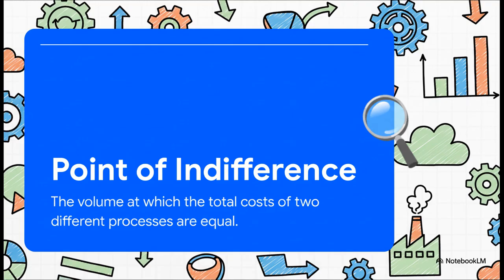In English, the point of indifference is the exact volume where the total costs of two different processes are identical. If you plan to produce less than that volume, you should pick the process with lower fixed costs. If you're going to produce more, you'll be better off with the process that has lower variable costs. It's a great decision-making tool.